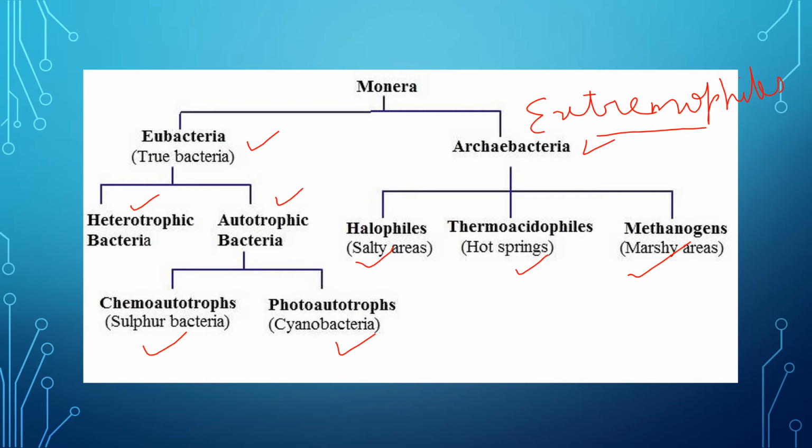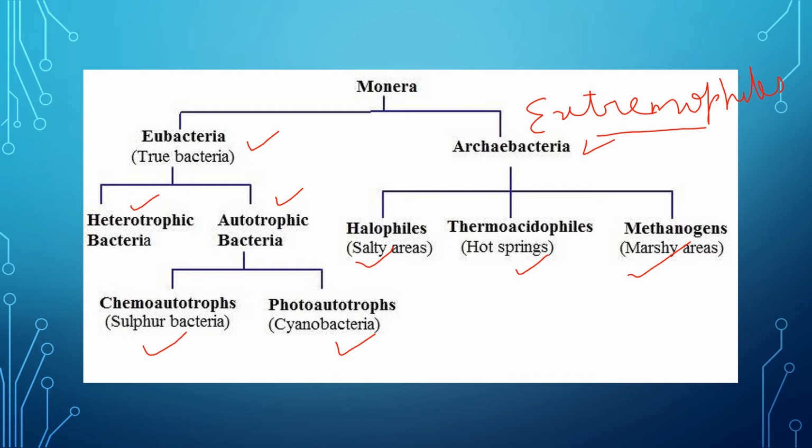Now, they are also found in high salinity areas where the saline condition is more. That's the reason why they can exist in salty areas and you call them halophiles. Then what is thermoacidophiles? Thermoacidophiles can resist the extreme temperature, as in the hot springs. Next is methanogens. Methanogens are those bacteria which help in the production of methane in the biogas plant. And that's the reason why you call them methanogens.